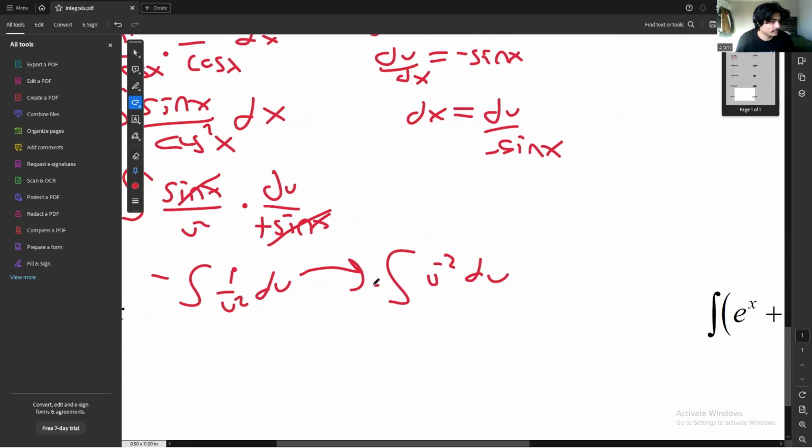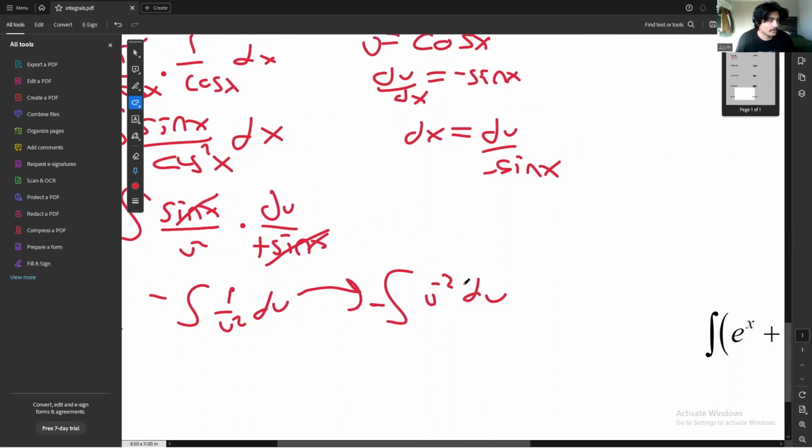And after that, we're just increasing our exponent by 1, which is going to be u to the negative 1 power, and also divide by your new exponent, which is negative 1. Also, there is a negative sign outside there, so you should multiply with your negative 1. And ultimately, don't forget your c.